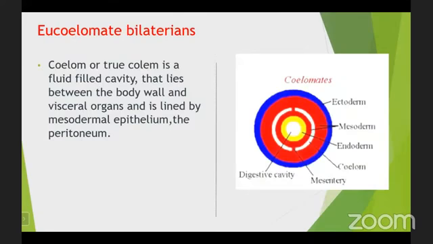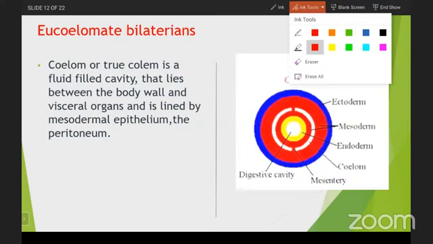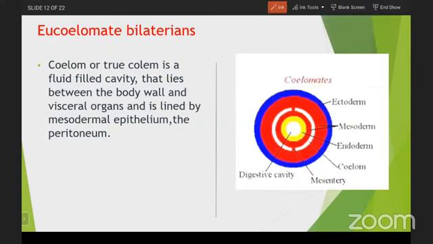eucoelomate bilaterians. All these are the terms we are giving here. The coelom is exactly present here. The coelom or true coelom is a fluid-filled cavity that lies between the body wall and visceral organs. The blue color portion is the ectoderm, and here endoderm is indicated with the yellow color portion, and the red color is the mesoderm.